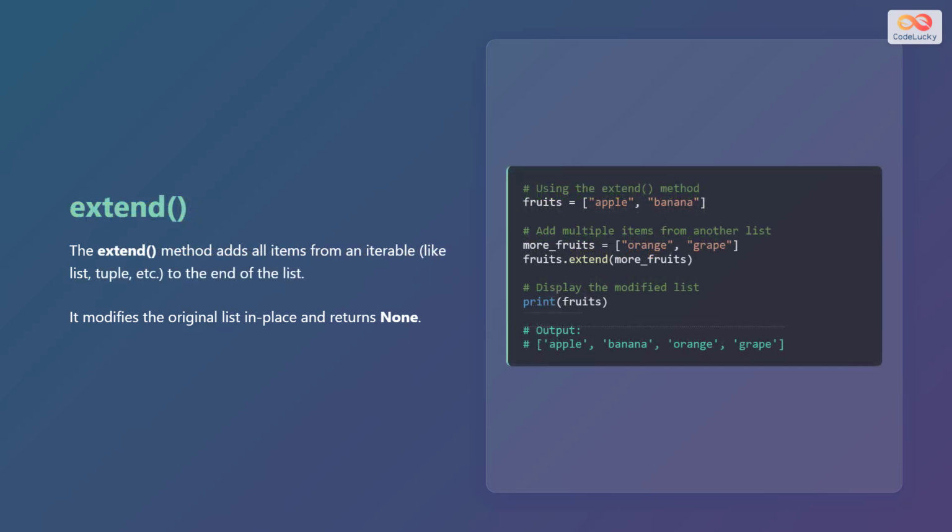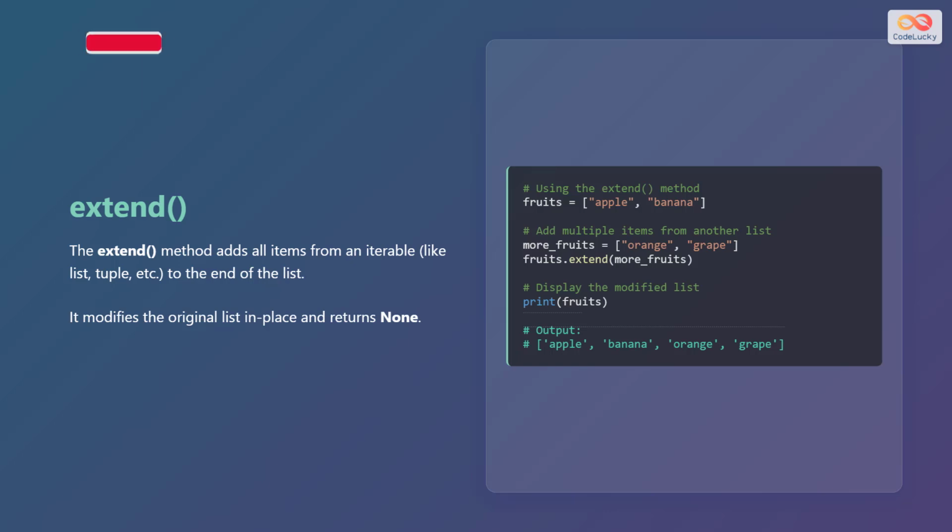Next, we have the extend method. The extend method adds all items from an iterable, such as another list or a tuple, to the end of the list. Similar to append, it modifies the original list in place and returns None.